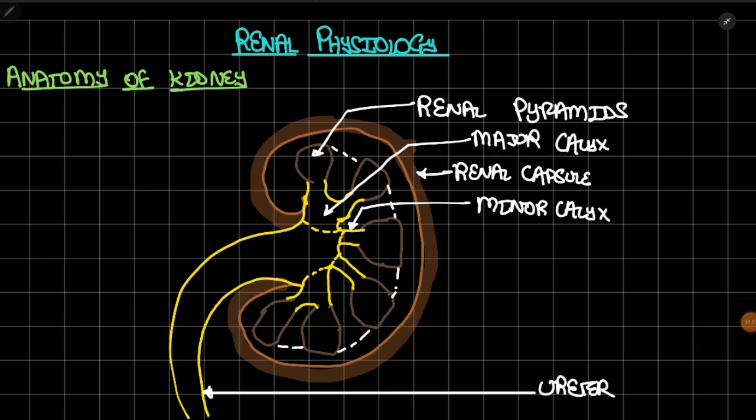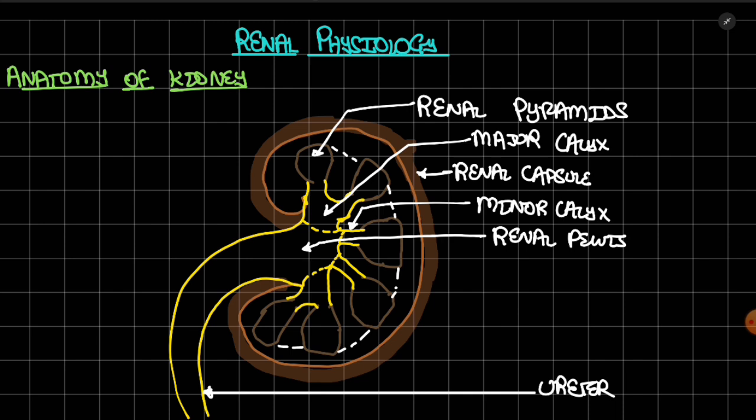Now coming to the connection between the major and minor calyx and the ureter. This structure is the renal pelvis, where all the pyramids open via their calyces, and then the pelvis conducts the urine to the ureter.